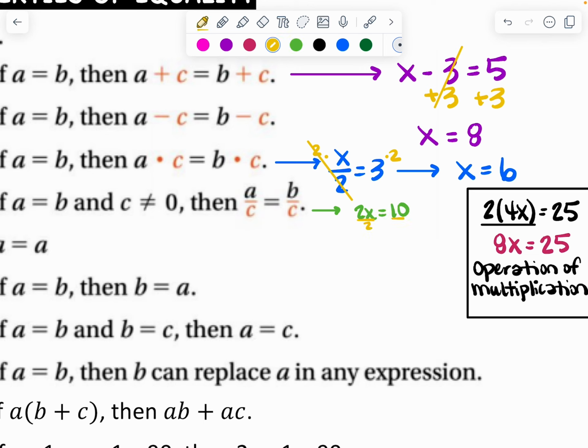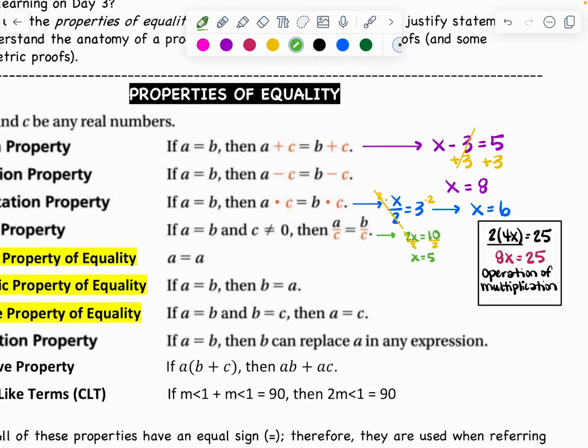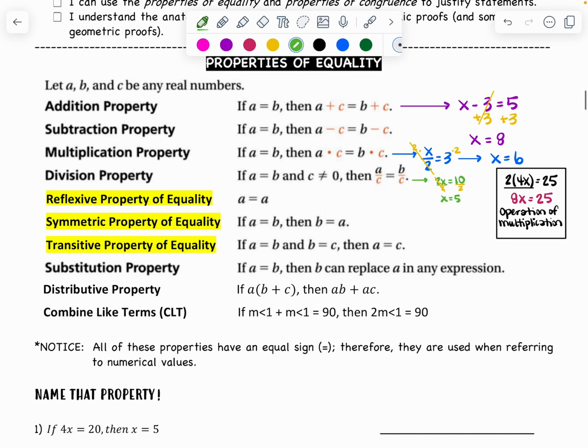Oh, I divide both sides by 2, right? So that the 2's cancel, but I do that to keep my equation balanced, and so I can make the conclusion that x equals 5, right? And I reach that conclusion because of the division property, okay? All right, so those are just our basic math properties there.